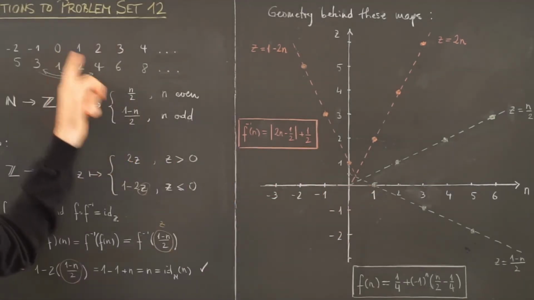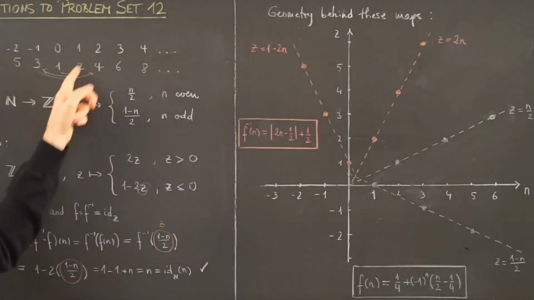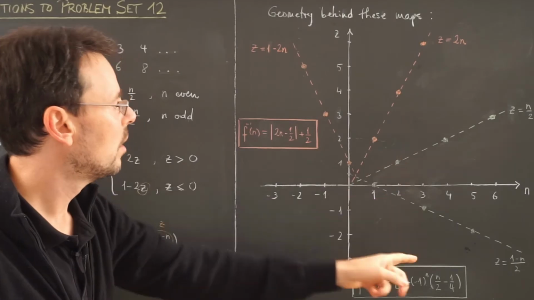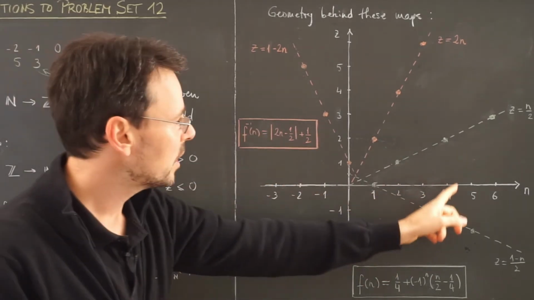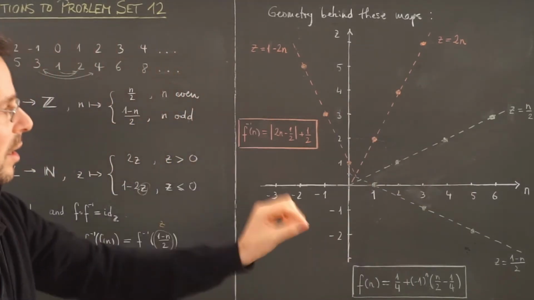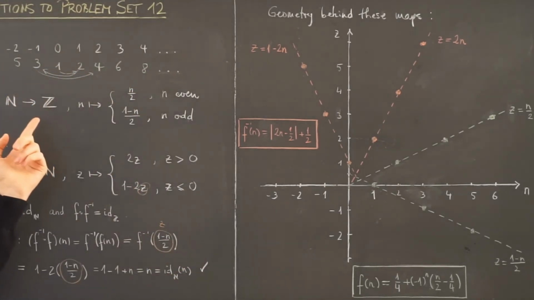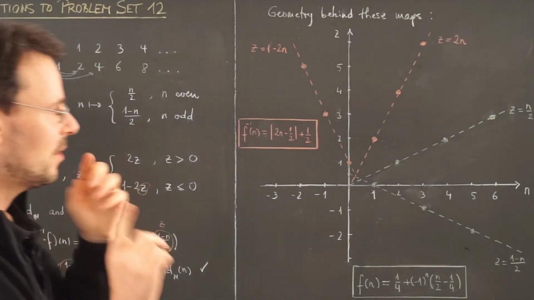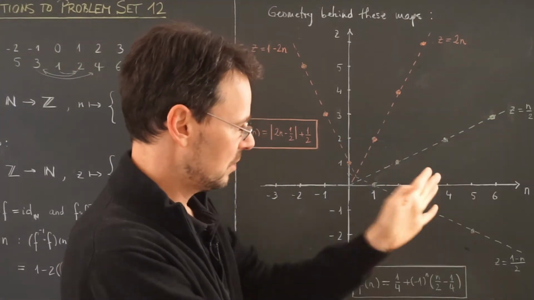1 gets mapped to 0 here. 2 gets mapped to 1. 3 gets mapped to -1. 4 gets mapped to 2, and so on. So I have this zigzag array of points, which is exactly what happens here. Yeah? But now this has the advantage that I can write down the functions for those 2 branches.